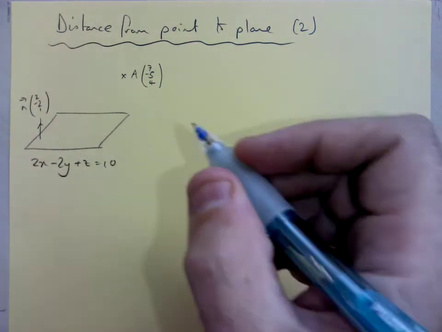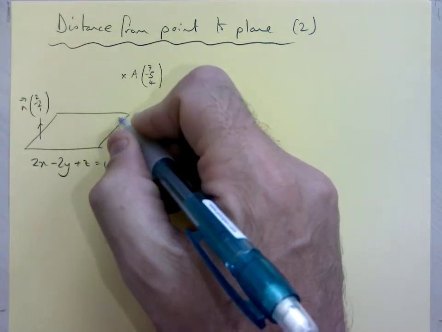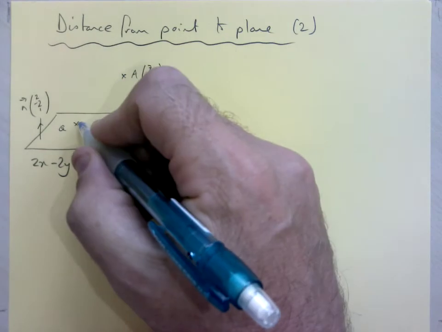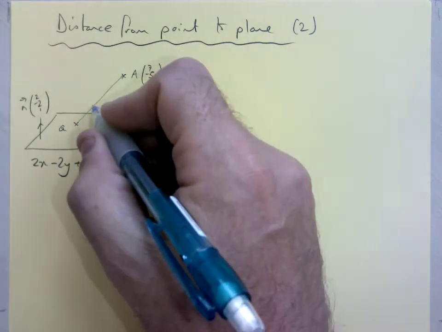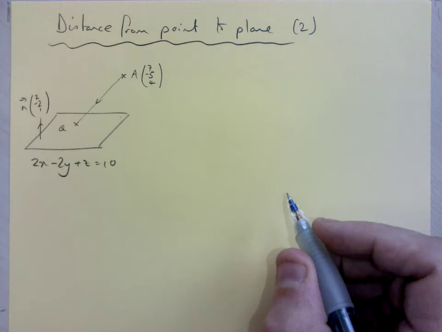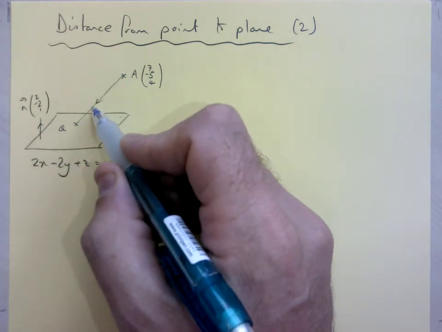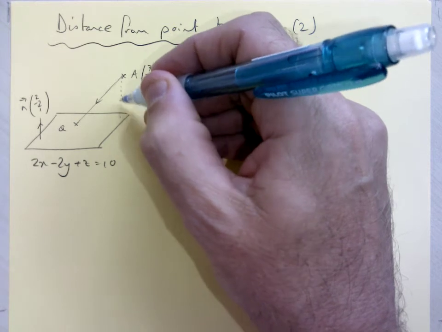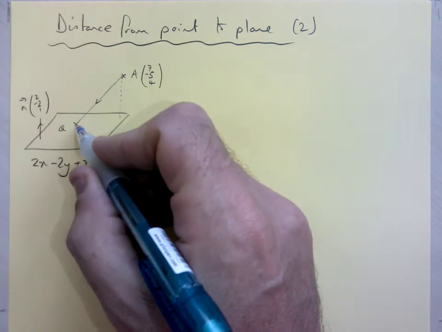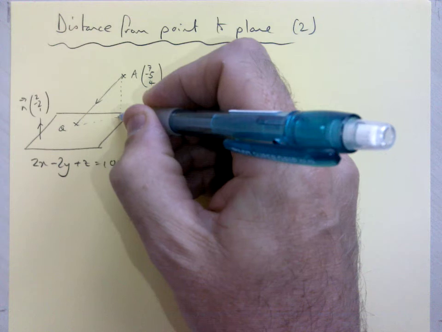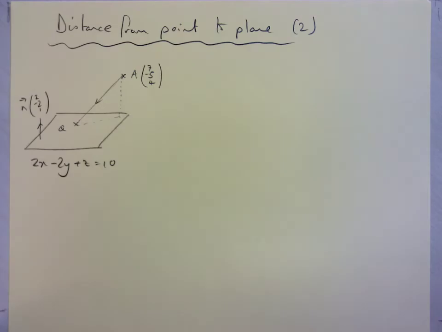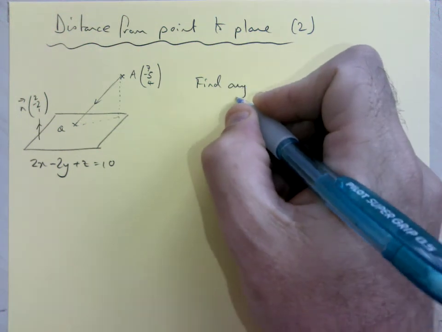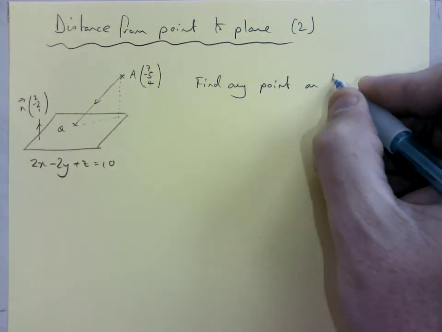And the slight difference here is that rather than finding the point P, I'm just going to find any old point on the plane, and I'm going to find this vector A to Q, and I'm going to project that vector onto the normal, because I know that if I do that, the shadow that will be cast, the projection, will equal the distance that I'm after.